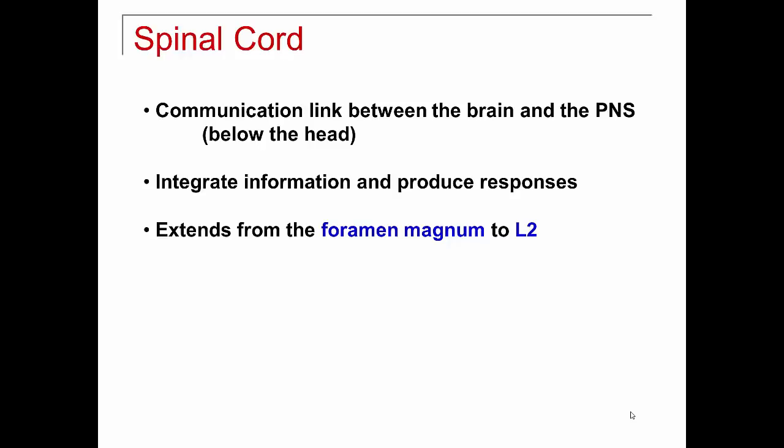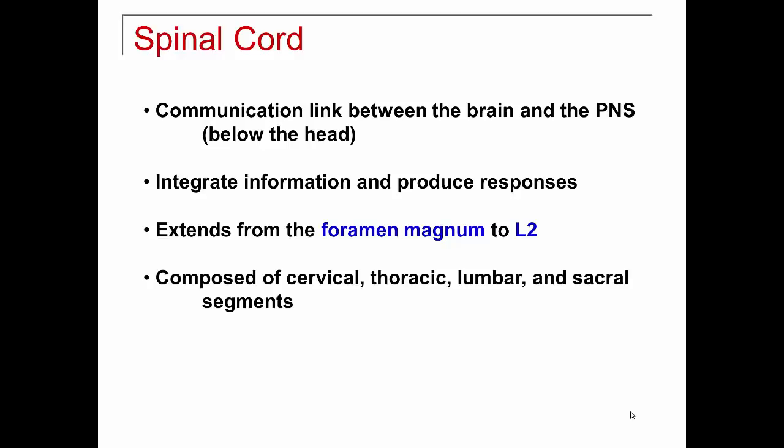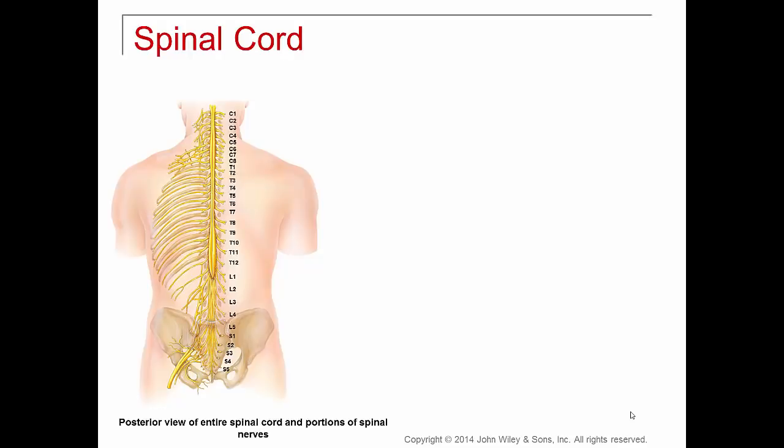Even though the spinal cord ends at L2, the spinal nerves will continue down the rest of the vertebral canal and exit at their respective vertebral level. The spinal cord and the spinal nerves have cervical, thoracic, lumbar, and sacral segments, just like I've already mentioned for the vertebral column. And 31 pairs of spinal nerves will exit the spinal cord in total. On this image, you can see that each nerve is labeled within each region, except the coccygeal nerve, which is the most inferior spinal nerve.